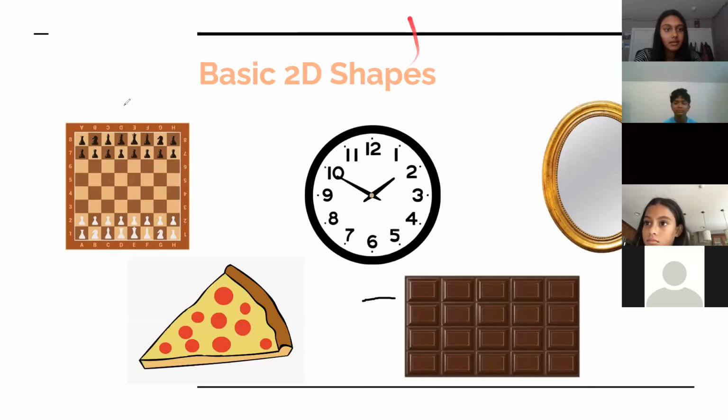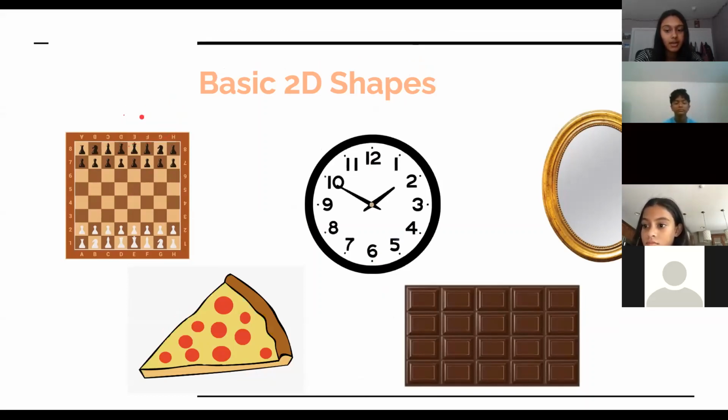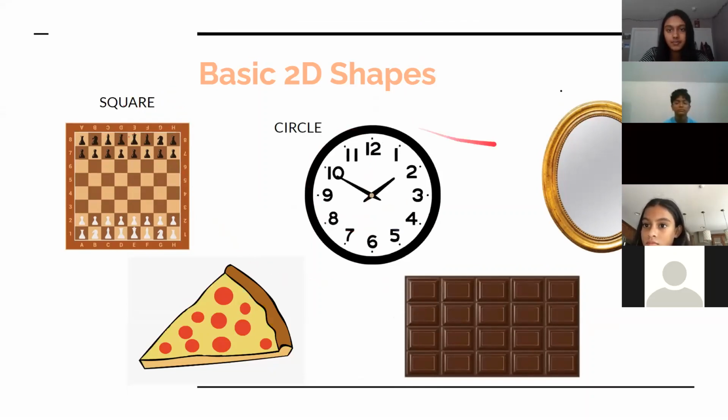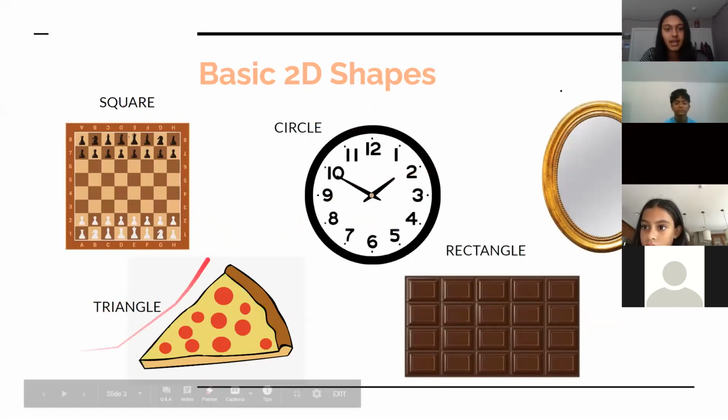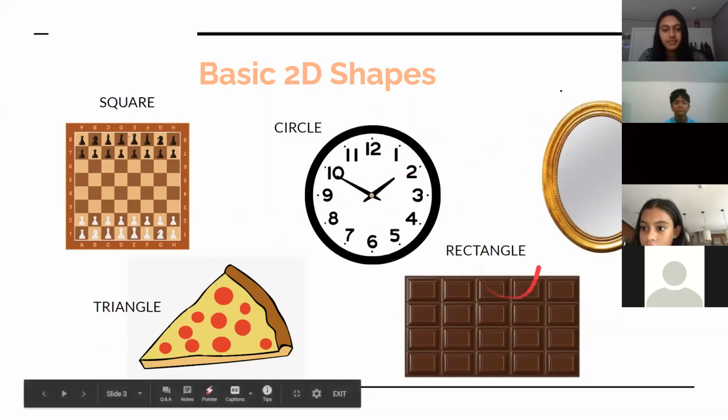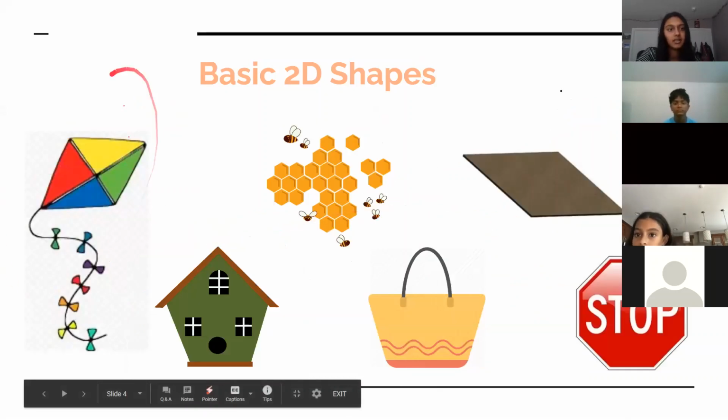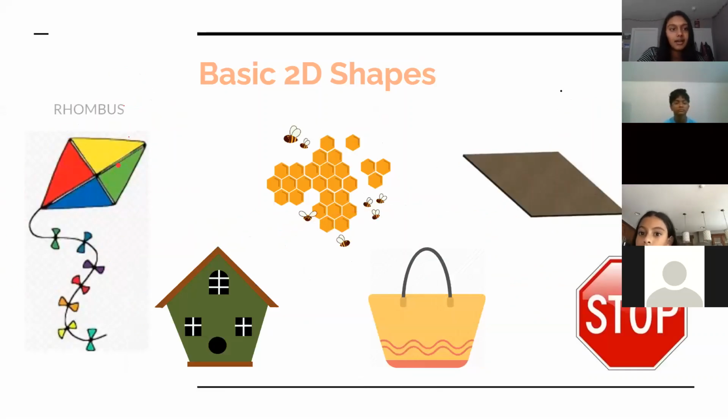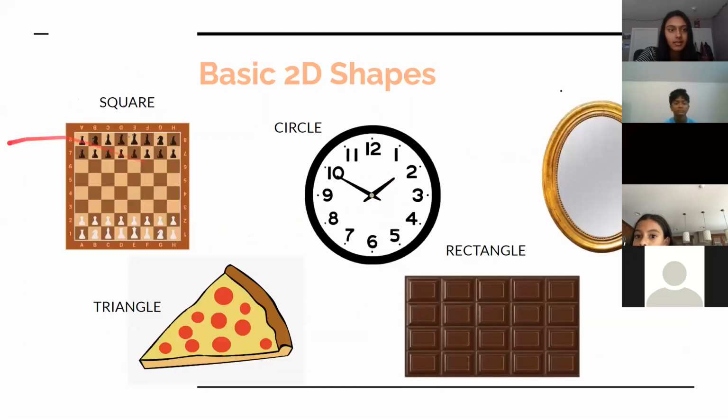So right here, we have a square, a circle, oval, a triangle, and a rectangle. And then we have the more advanced ones, we have a rhombus. Here, why don't we go back and look at the details of this.